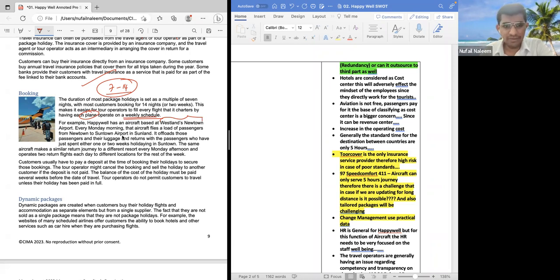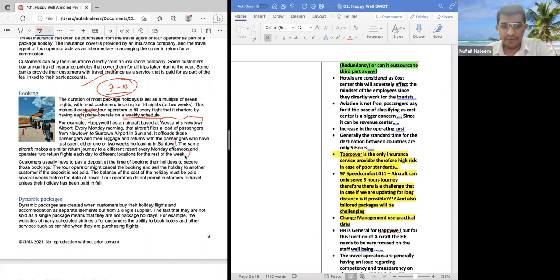And then it offloads those passengers and their luggage and returns with the passengers who have just spent either 1 or 2 weeks holidaying in Suntown. The same aircraft makes a similar return journey to a different resort every Monday afternoon and operates 2 return flights each day to different locations for the rest of the week.